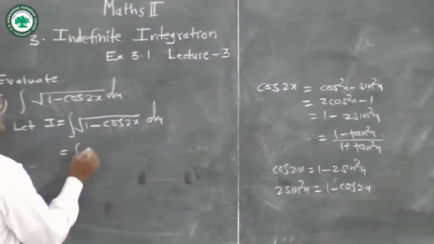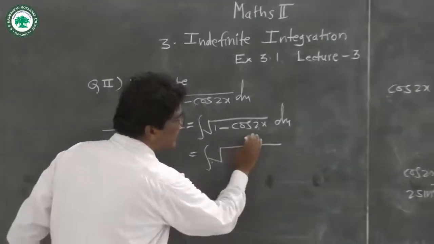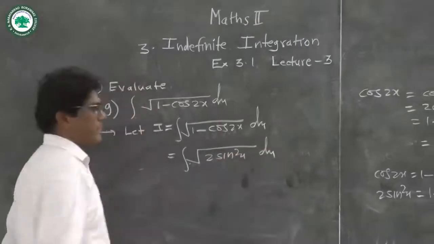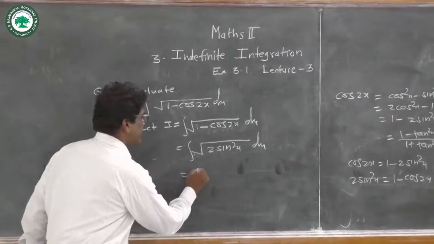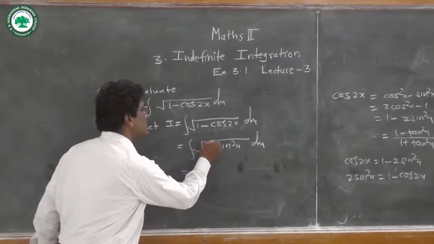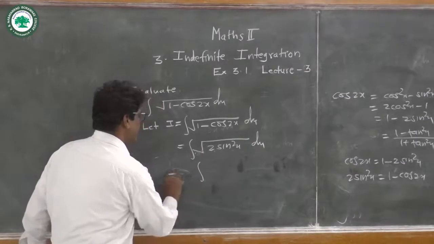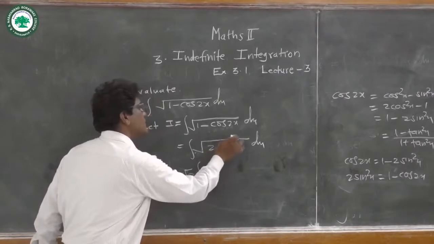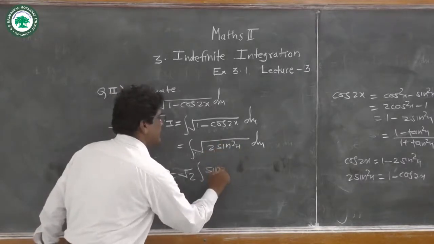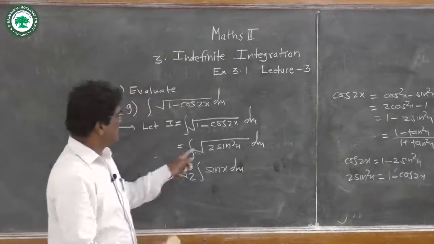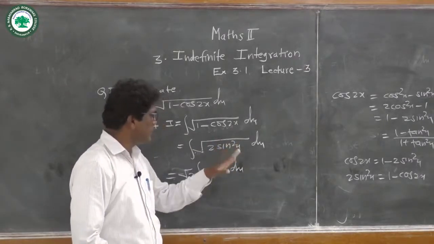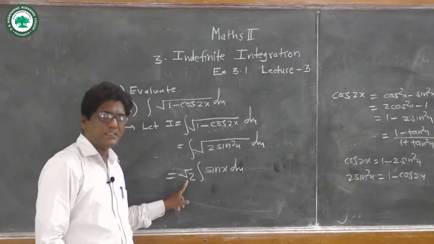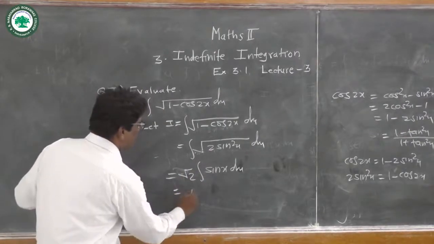So the integration of under root of 1 minus cos of 2x, we put as 2 times sin square x dx. Now take this root 2 outside the integral. So it is root 2 into integration of root of sin square x. Root and square get cancelled, so here it is sin x. Root 2 is outside the integral.